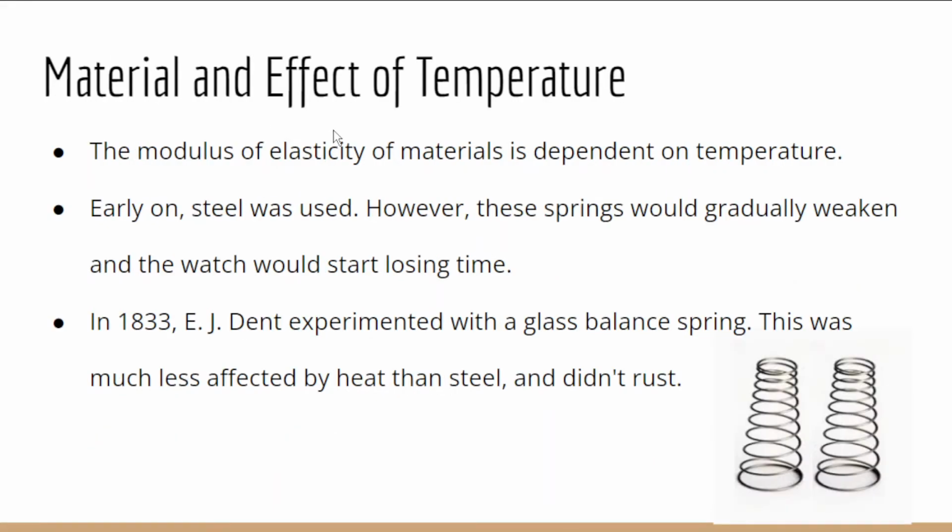The modulus of elasticity of materials is dependent on temperature. Early on, steel was used. However, these springs would gradually weaken and the watch would start losing time. And the solution came in 1833, when E.J. Dent experimented with a glass balance spring. This was much less affected by heat than steel and didn't rust.